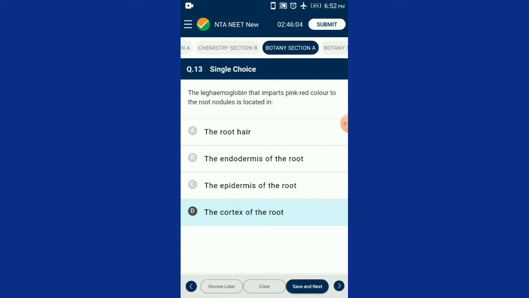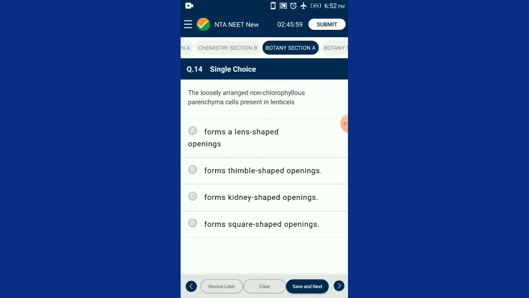Question number 14. The loosely arranged non-chlorophyllous parenchyma cells present in lenticels are called complementary cells. The tissue inside the lenticels is more loosely packed, called filling tissue or complementary tissue. Each lenticel acts as a pathway, having lens-shaped openings through which gas can diffuse. The answer is option A. Forms a lens-shaped opening.